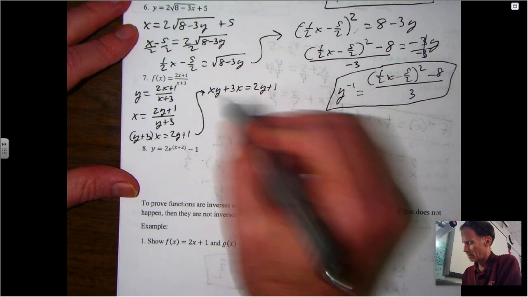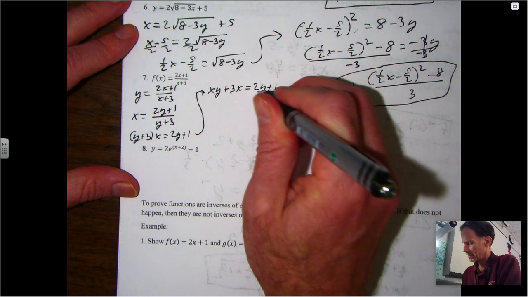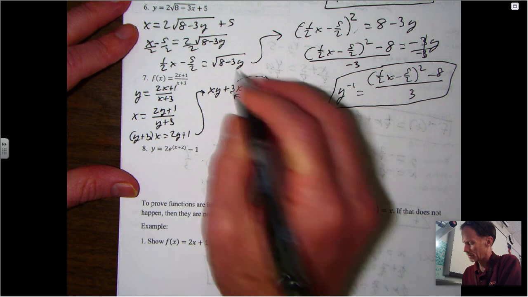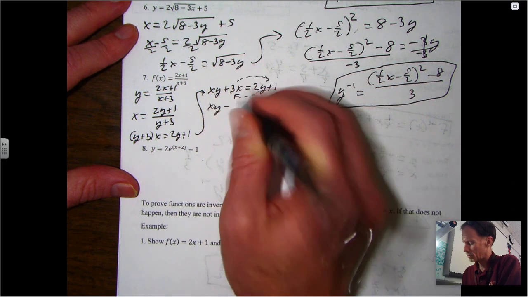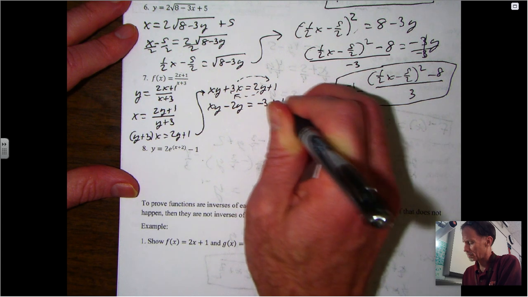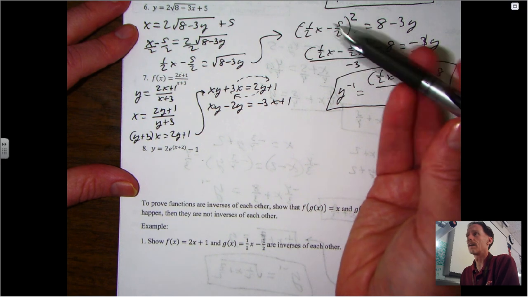Now we've got to get all the y's over. So I'm going to subtract 2y from this side, and I'm going to subtract 3x and go to that side. So it's going to be xy minus 2y equals negative 3x plus 1. Make sure you see why I wrote it that way. If you need to pause the video, go back and replay that.